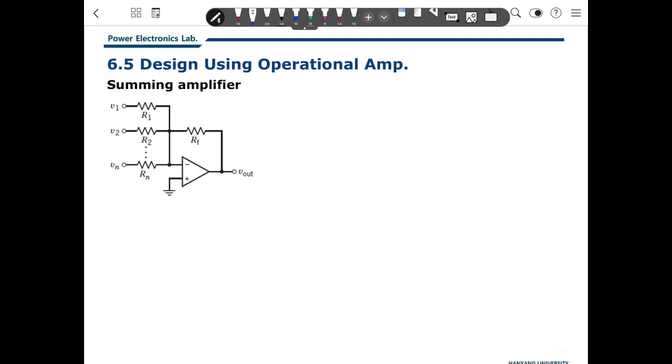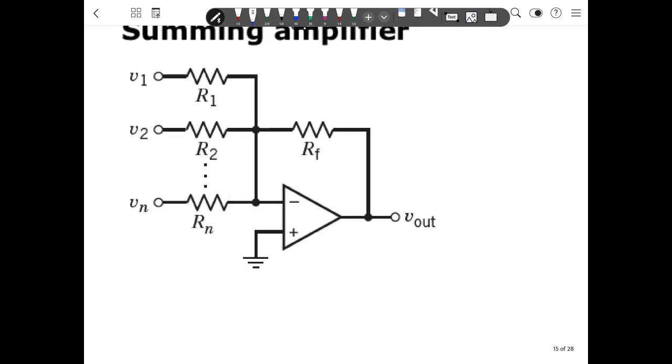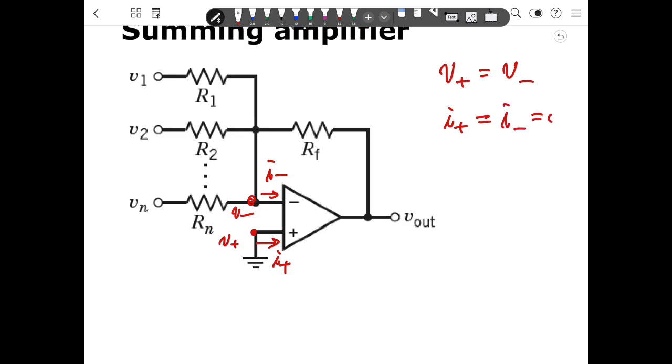Then this is a summing amplifier. Actually, this is an inverting summing amplifier. If you want to add some variables, then you can use that variable here. Because this is an op-amp, we should define the variables here. This is V plus, and define this current as I plus, and this is V minus, and this current is I minus. Then we should write V plus equals V minus, and I plus equals I minus, which should be 0.